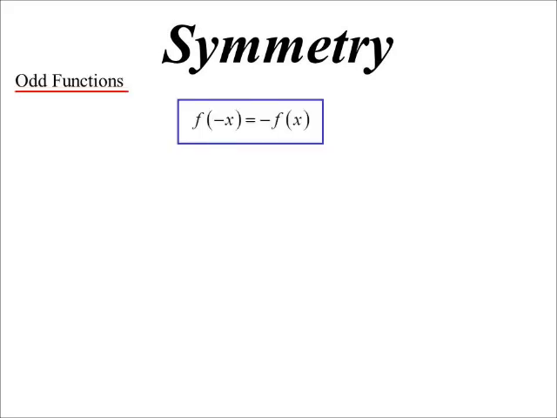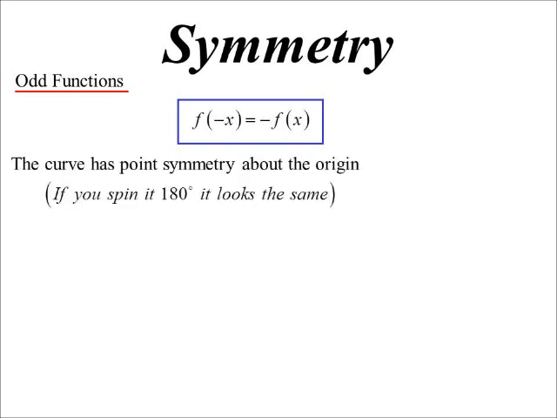Odd functions, just like we have odd numbers, we have odd functions as well. And the formal definition is f(-x) is equal to the negative of f(x). Again, if you see the picture, it's easier to tell because you should see rotational symmetry, 180 degree rotational symmetry, which is also known as point symmetry about the origin. So spin it 180 degrees, it looks the same.